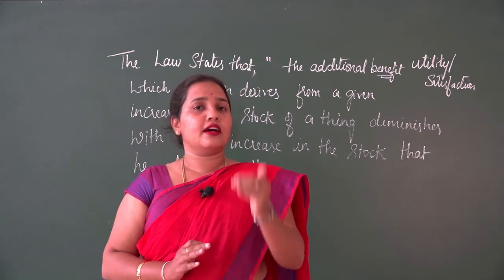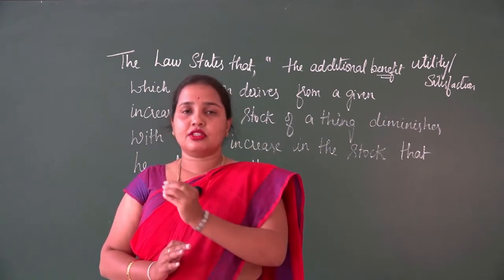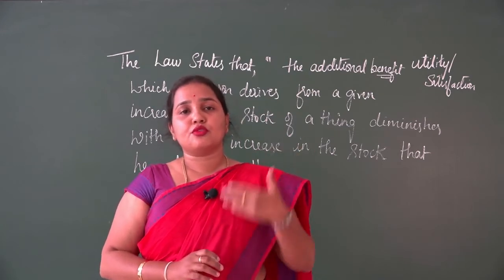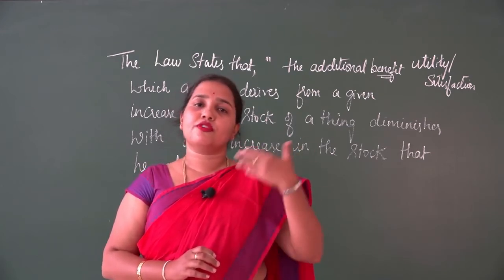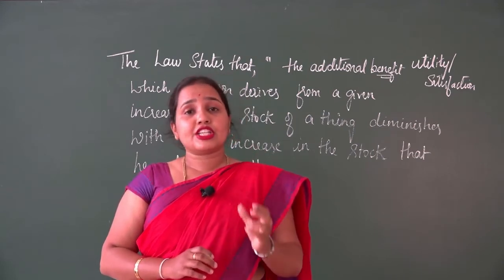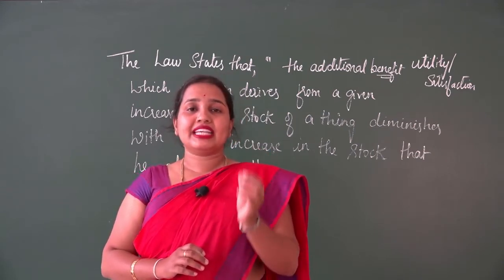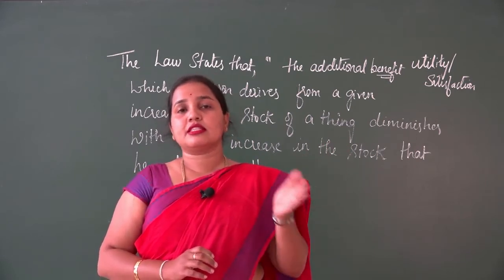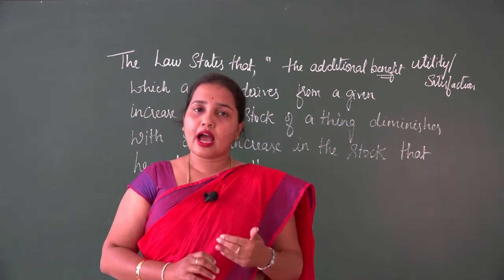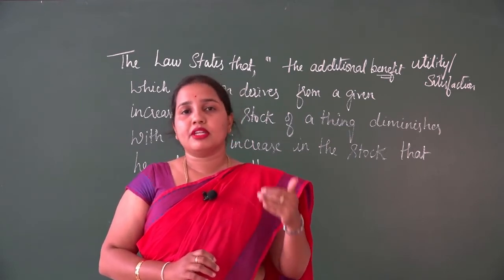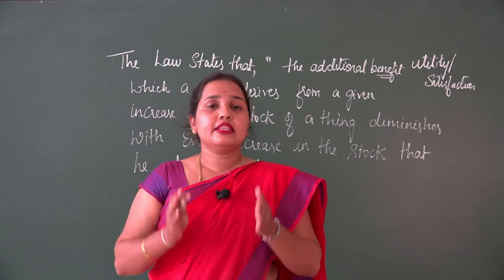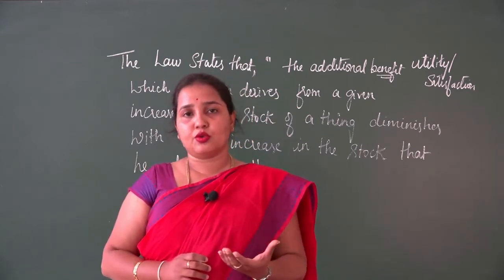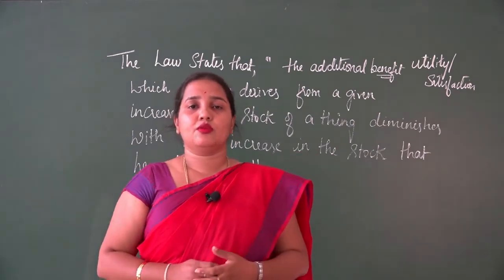This is the idea of diminishing marginal utility, which states that as a consumer consumes more and more units of a commodity, the additional utility derived from each unit diminishes, and will go on diminishing. This is the idea that we need to have in the law of diminishing marginal utility. This law can be very well understood with the help of a schedule, which we are going to take now.